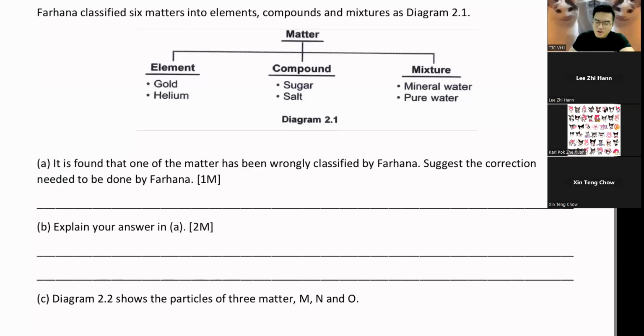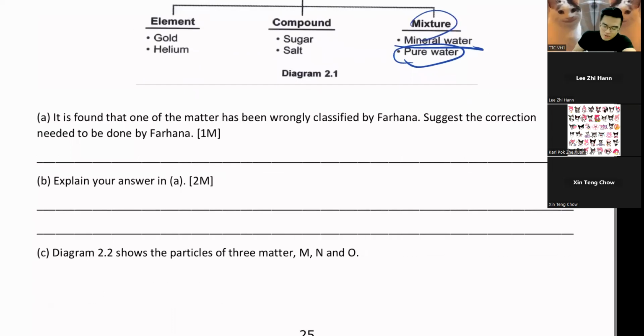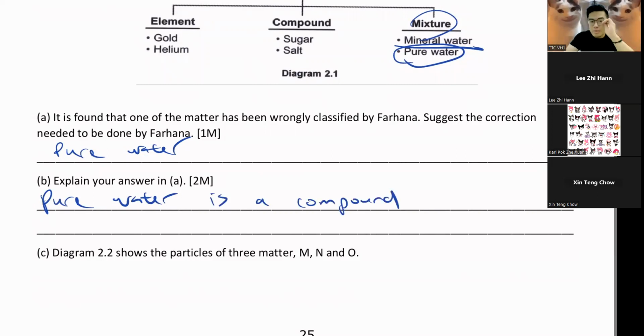Guys, the one that's wrong is your pure water. Mineral water is a mixture. That's correct, nothing wrong with that, because mineral water is like salt water. When you dry off the water, you get the mineral. So the one that is wrong is pure water. Why? Because pure water, which is H2O, is a compound. Nothing else. So it is a compound.